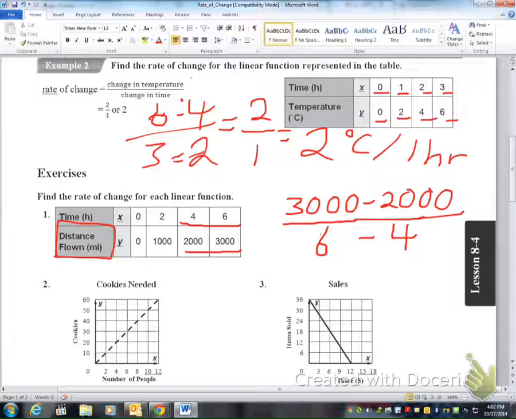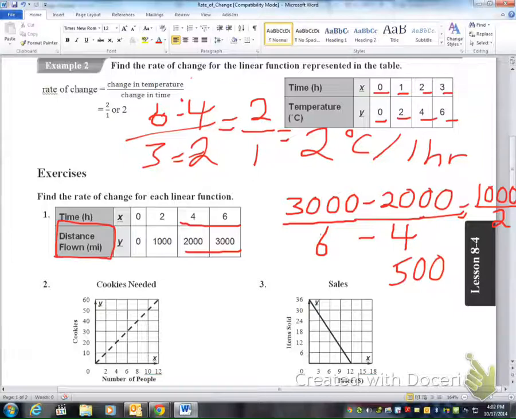So I have 3,000 minus 2,000, which is 1,000, over 6 minus 4, which is 2. And of course, 1,000 divided by 2 gives me 500. So my answer is 500 miles per hour is our rate of change.